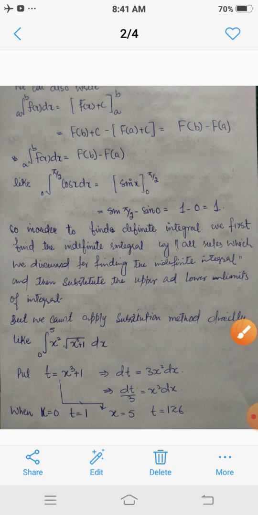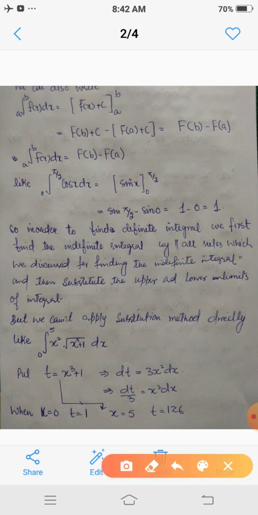Since we know that if capital F of x is an antiderivative, then F of x plus c is also an antiderivative, the integral equals F of x plus c evaluated from a to b, which is F of b plus c minus F of a plus c, which is simply F of b minus F of a. So in a nutshell, we can say that if F is an antiderivative of small f x, then the definite integral of f of x from a to b is always equal to F of b minus F of a.